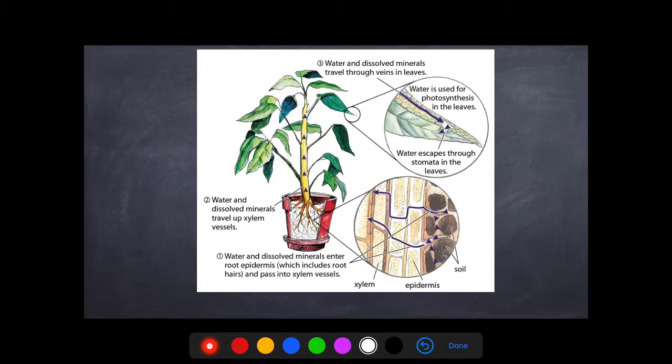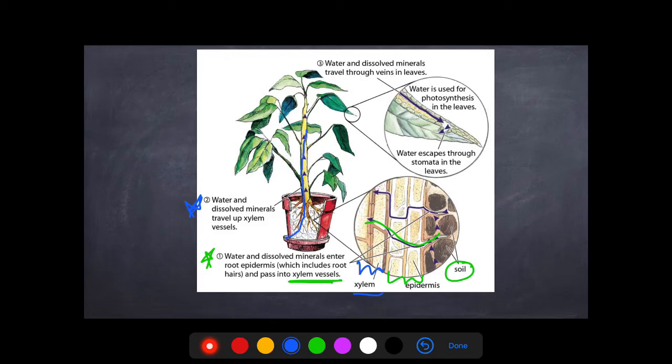So this is a look at what transpiration looks like. It says that water and dissolved minerals enter roots through the epidermis and pass through the xylem, okay? You can see that the soil is here, and water is entering past the epidermis. This is the epidermis. They enter the xylem, which is right here. Once they enter the xylem, water and dissolved minerals travel up the xylem vessels.